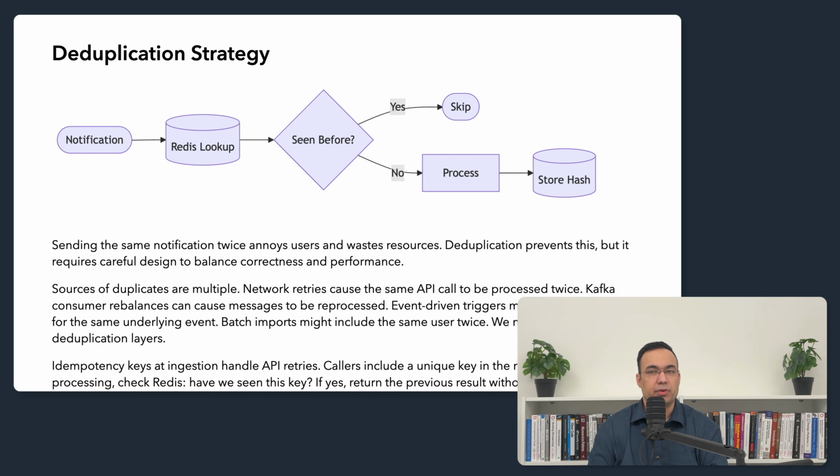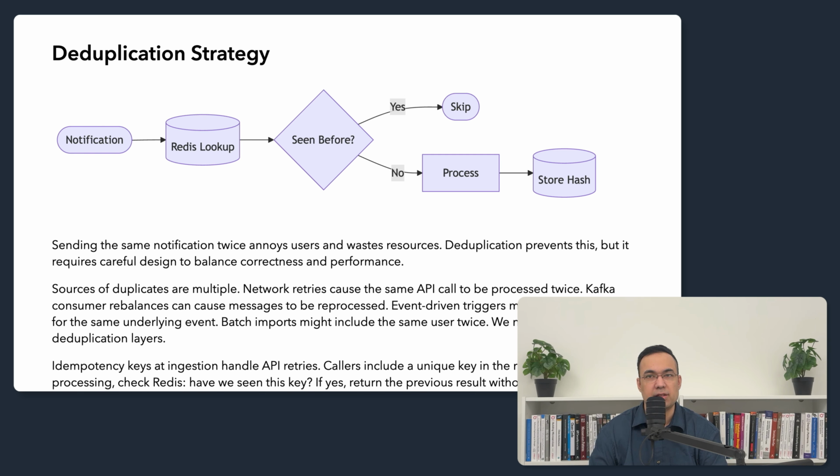Because sending the same notification multiple times will annoy users and waste resources. Sources of duplicates are multiple. Network retries cause the same API call to be processed twice when the caller times out and retries, not knowing if the first request succeeded.